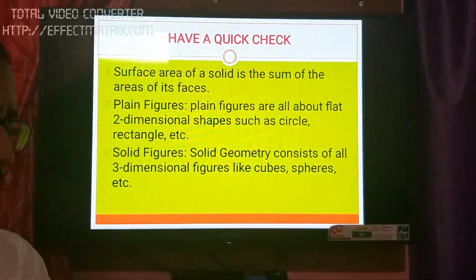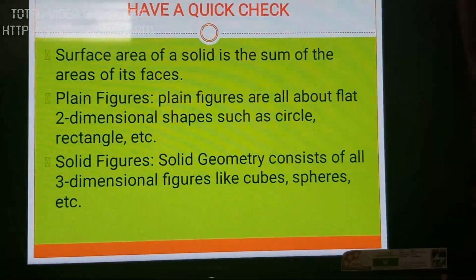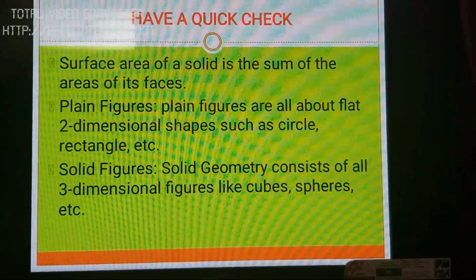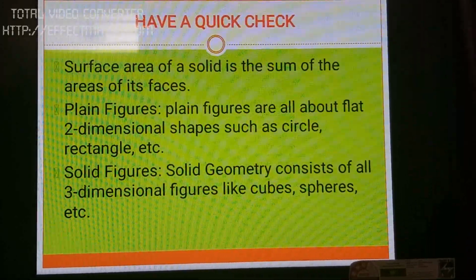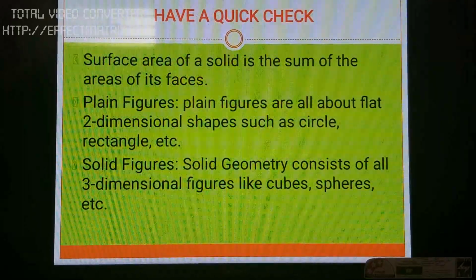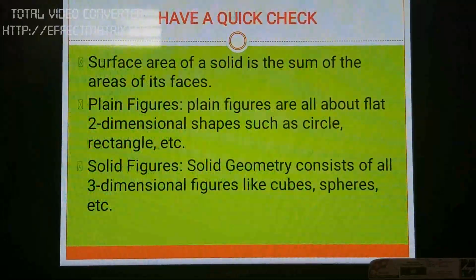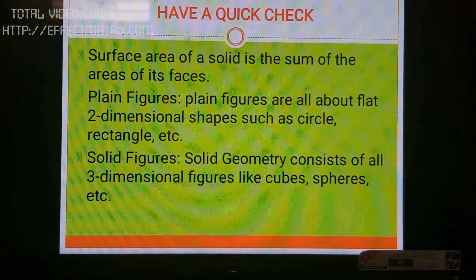And what are plane figures? Plane figures are flat two-dimensional shapes such as circles, rectangles. And solid figures: solid geometry consists of all three-dimensional figures like cube, sphere, etc. In layman's language we can say those objects which we can hold are called solid figures.